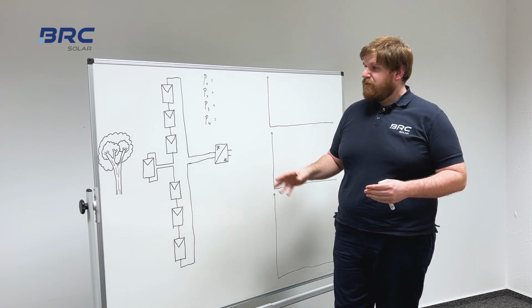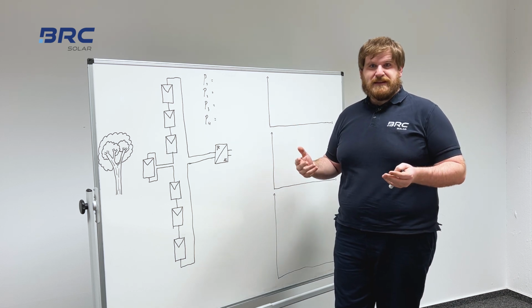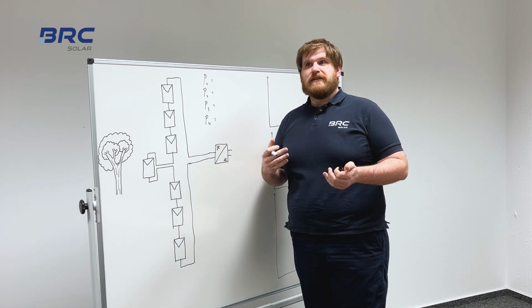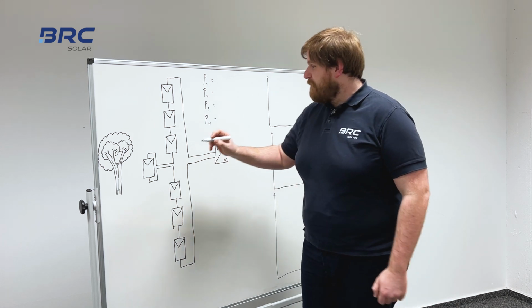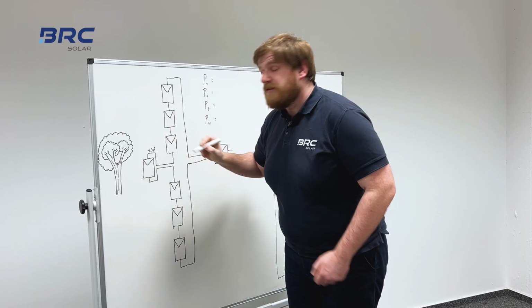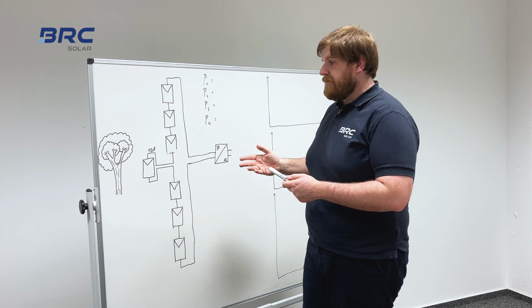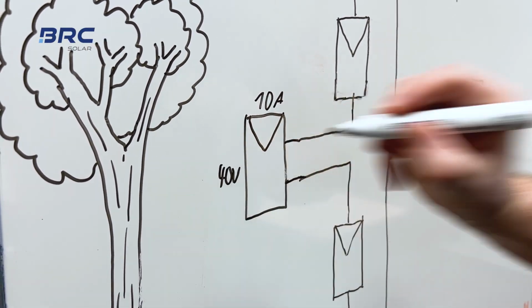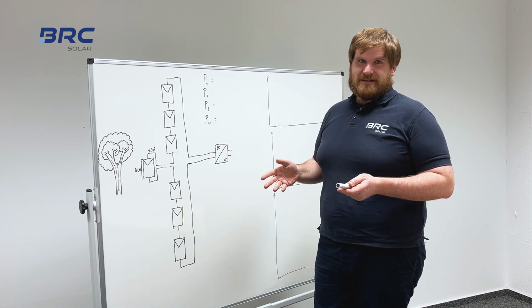In the first scenario, we have no shading problem. So each module can produce the maximum amount of power. Each module produces some kind of current. In that case, we will say it produces 10 amps. And also on each module, you have a voltage. In this case, we say we have a voltage of 40 volt. This module is now able to produce a power of 400 watts.